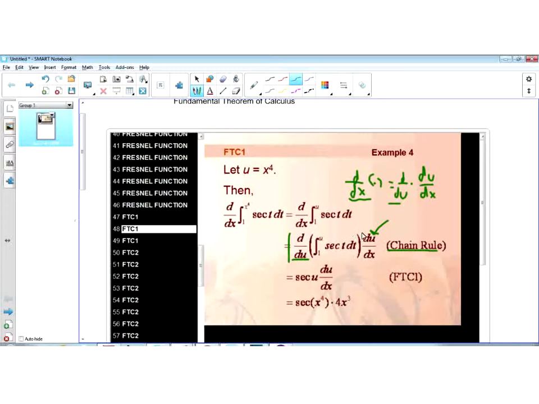That allows us to evaluate this integral, which is merely the secant of u times du over dx. And u is equal to x to the fourth, so du over dx would be 4x cubed. Then finally we replace u with its definition in x, so we have secant of x to the fourth times 4x cubed. And notice, because of the contrivance of this problem, we never had to alter the lower bound of the integral.